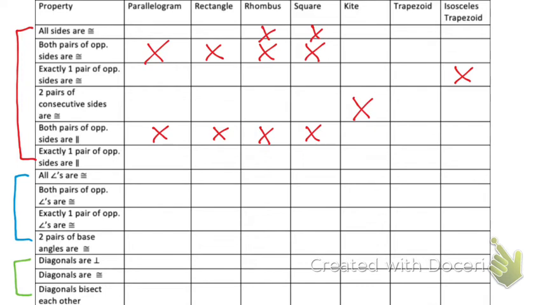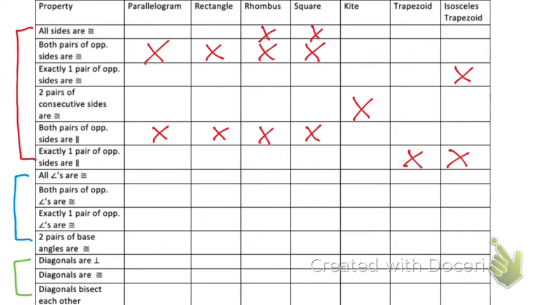Exactly one pair of opposite sides are parallel. Exactly one pair. Dylan? I'm thinking it's, wait. Sorry. That's also the structure. Okay, that's one of them. Elizabeth, you got the other one? Nope, rectangle and square have both pairs of opposite sides parallel, not exactly one. London? Trapezoid. Both trapezoid and isosceles trapezoid have exactly one pair of parallel sides, and it's the bases that are parallel. So that does it for our sides.